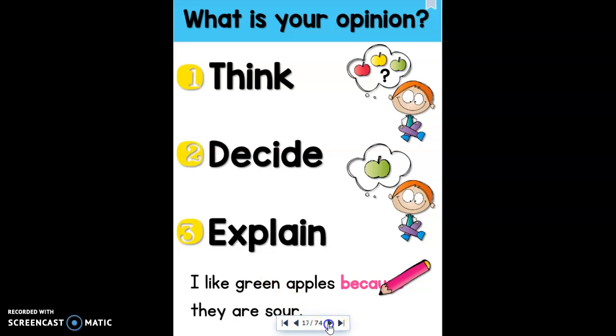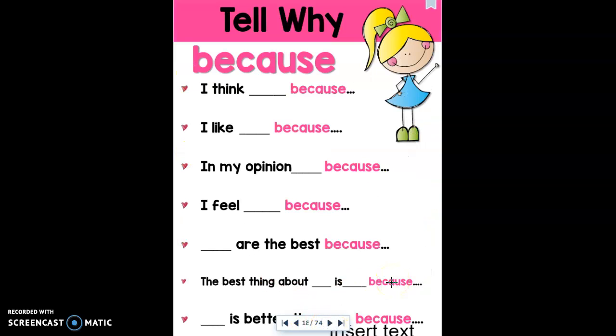Okay? So, also in your Writer's Workshop folder, I included this page, which gives you some examples of how you can explain why or tell why. I think green apples are the best because all of these sentences begin with I or in my opinion. And then they have because. The because is our telling why. So we need to use this word, because. That's an important word when we're stating our opinion. Okay?